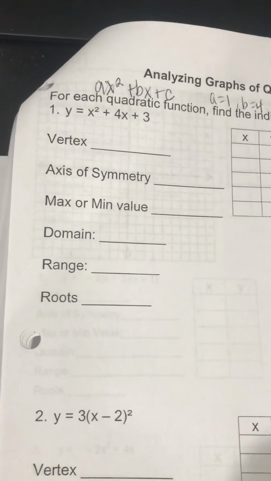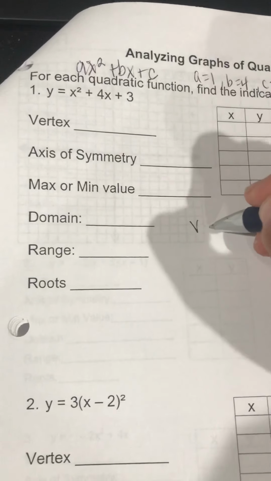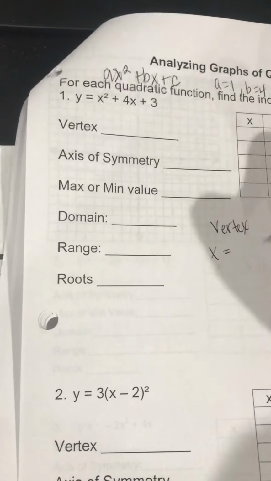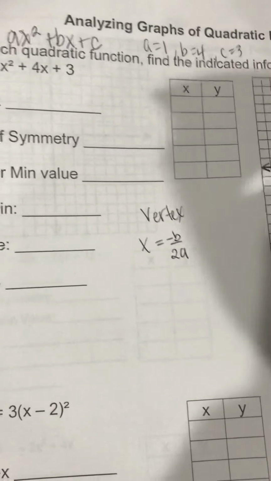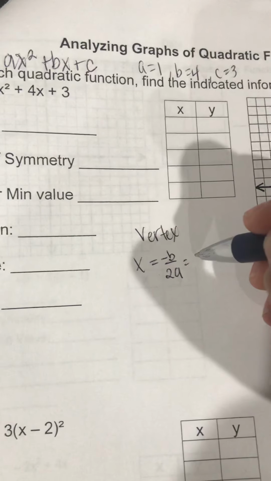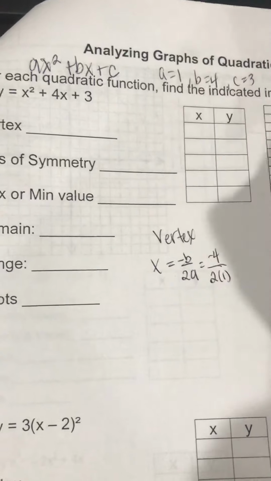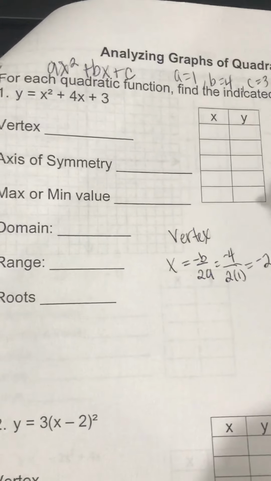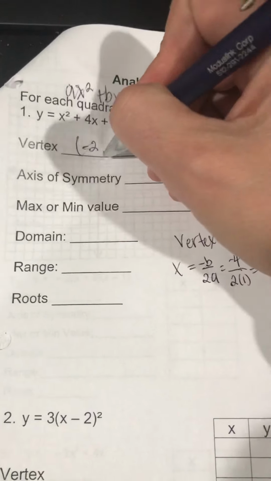Alright, so to find your vertex, you have a formula. Your x value is equal to negative b over 2a. Negative b is going to be negative 4 over 2 times a, which is 1. So now this is going to give us negative 2. So the x of your vertex is going to be negative 2.